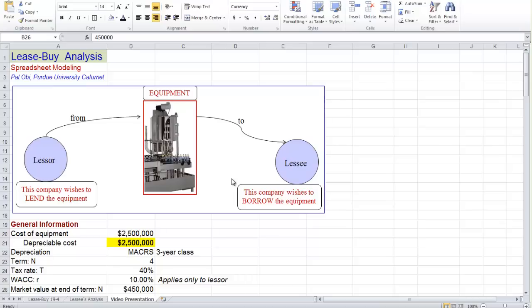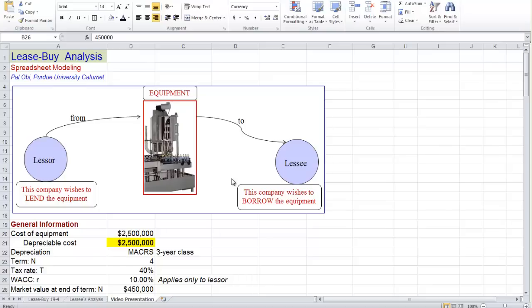Now, as we can already see, leasing is an alternative to borrowing money and then buying the equipment. Because if you borrow, you pay interest charges. If you lease, you make lease payments. Both contracts require a fixed term, and also both contracts call for fixed payments, interest in the case of a loan and lease payments in the case of a leasing contract.